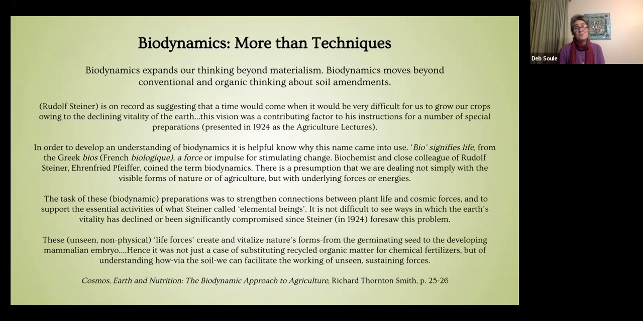So I also just wanted to remind us that biodynamics is more than techniques. And I say that because both conventional and organic farming thinking is a lot about soil amendments. How can I amend the soil with this or that, phosphorus, potassium, all these different things. And if you have your soil tests done, I always say to somebody, it's not a bad idea to get your soil tested. You really want to know what kind of soil you have, and you want to be able to understand if there are some deficiencies.